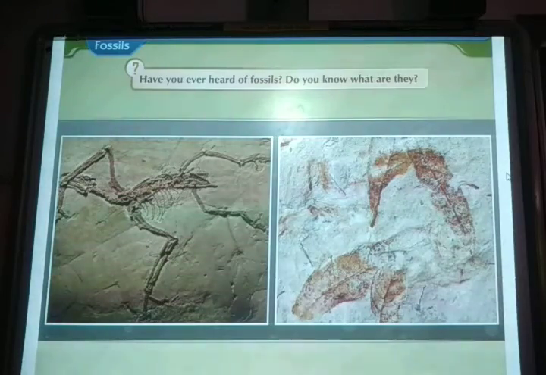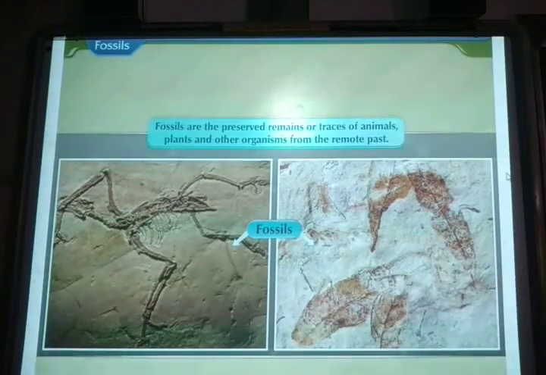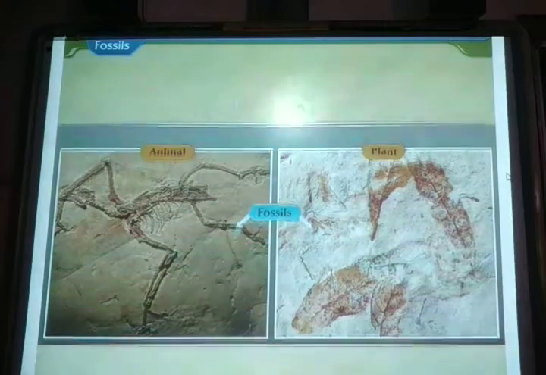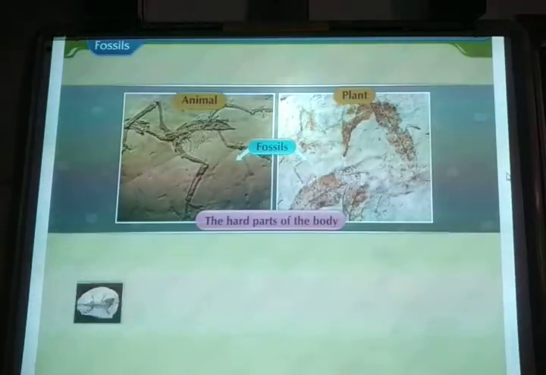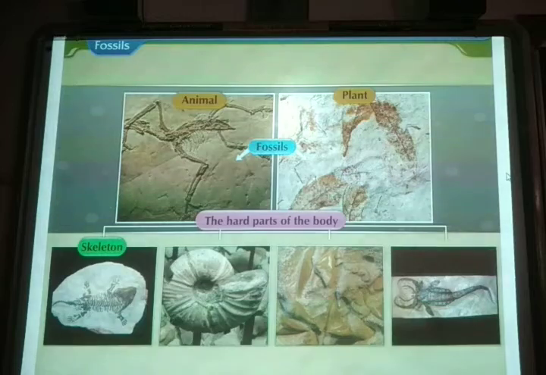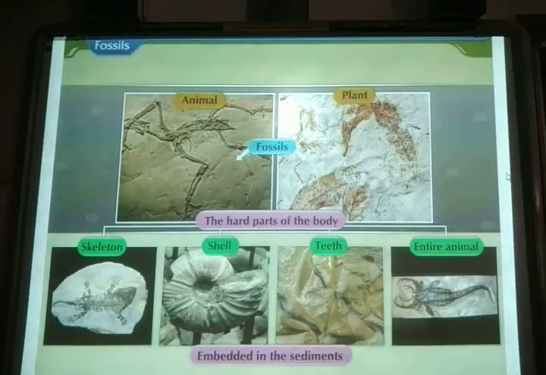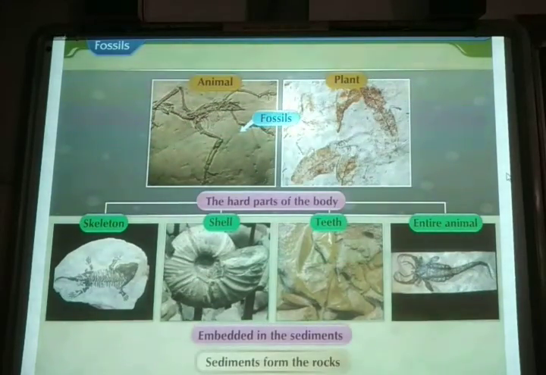Let's try to find out. Fossils are the preserved remains or traces of animals, plants, and other organisms from the remote past. Fossils are formed by a continuous process of burying and decomposition over a period of time. The hard parts of the body like skeleton, shell, teeth, and occasionally the entire animal are found embedded in the sediments. These sediments form the rocks.